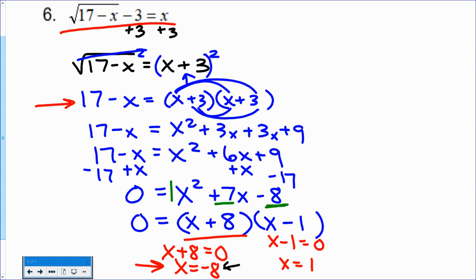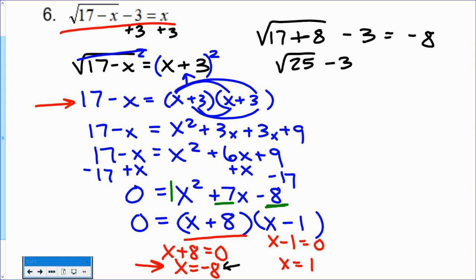So I'll start here with x equals negative 8, and I'm going to plug that back in. So the square root of 17 minus a negative 8, minus 3, would have to equal negative 8. So if that's true, that is one of my solutions. This will turn into plus. So I have the square root of 25 minus 3, which is 5 minus 3. That does not equal a negative 8. So this answer would not be one that I would include. It is an answer that satisfies this equation, but not the original problem I'm solving.